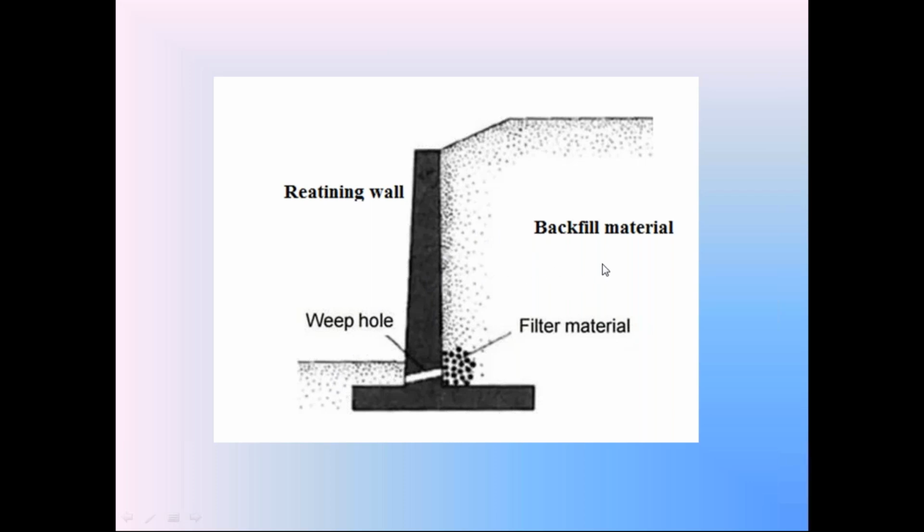This backside soil applies horizontal earth pressure on the retaining wall. Similarly, the front side soil also applies horizontal earth pressure on the retaining wall. But the backside soil is a large mass. Backside soil, large height. Front side soil, small height.